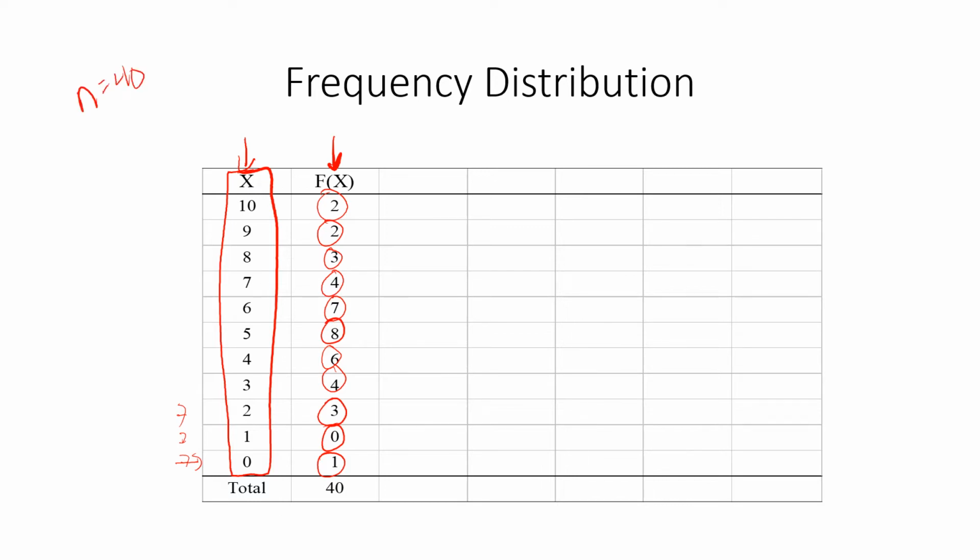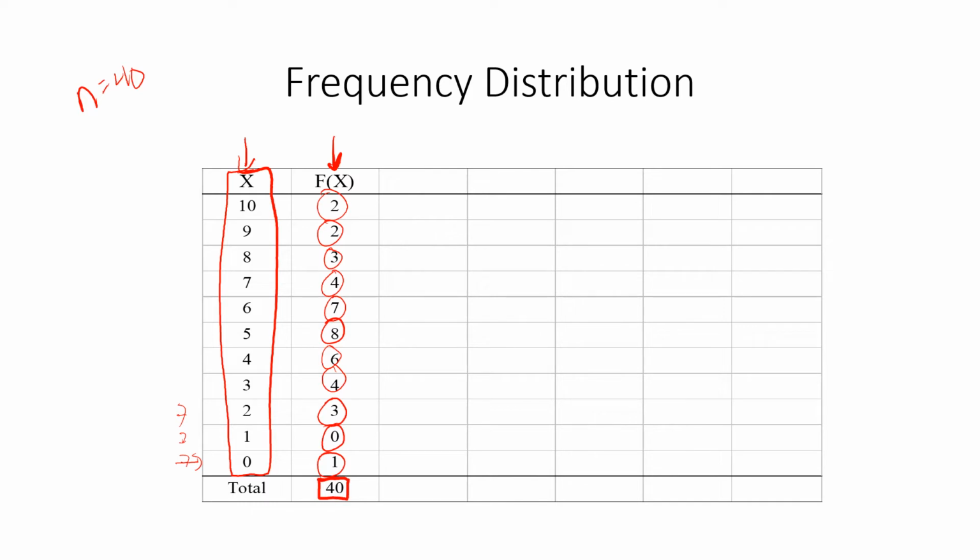You'll recall n is the number in our sample. N equals 40. The number of scores is 40. Down here at your total, if you add all of these up, you should get that number 40. So if we add 2 plus 2 plus 3 plus 4 plus 7 plus 8 plus 6 plus 4 plus 3 plus 0 plus 1, you get 40.